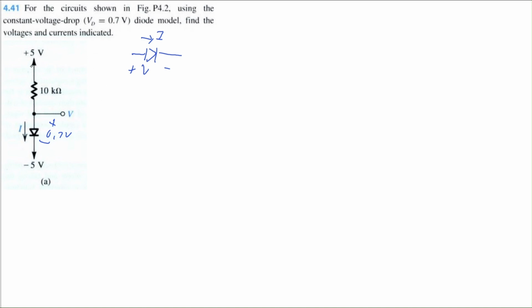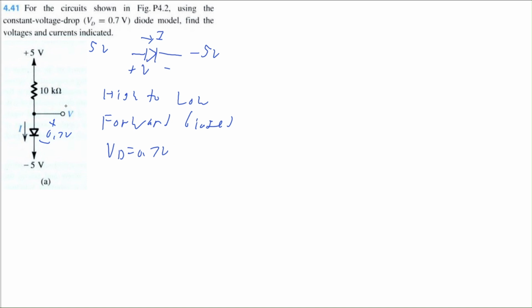And we see from this model, we're going from 5 volts observed from the anode to negative 5 volts observed from the cathode. So we're going from high to low, 5 to negative 5. Therefore, this diode is forward biased, which means VD is equal to 0.7 volts, as we already said here.